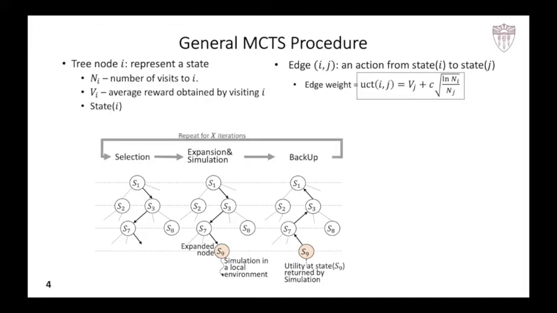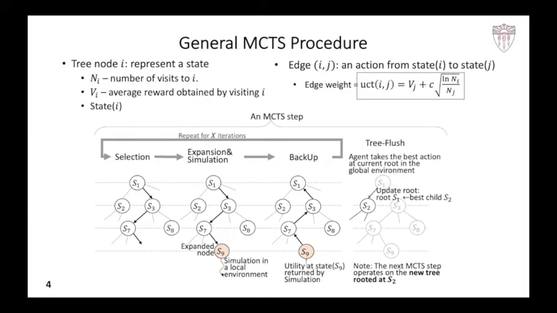These four phases are repeated until reaching a limit X. X represents the maximum number of nodes in the tree. Upon the construction of the tree with size X, the agent takes an action with the maximum UCT value at the root, transits to a new state in the global environment, and starts the process all over again with a new tree rooted at the new state.